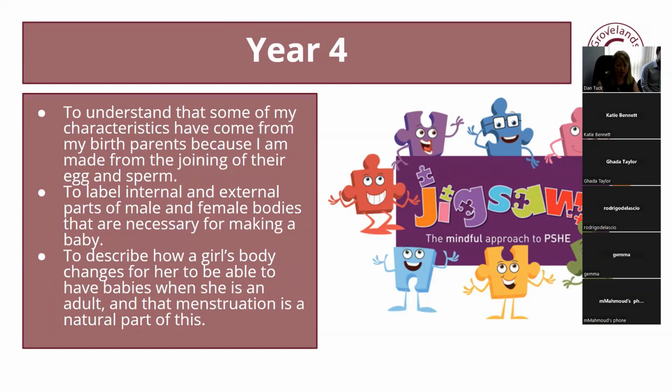Then year 4 goes on to look at why you get your characteristics from your parents, because you're made from a little bit of both of them. And then you look at the male and female internal and external parts and labeling them and looking at the right names and things like that. And then year 4 goes into more detail on the female parts and looks at menstruation and things like that, because it's an appropriate time when it might be happening soon for some of the girls.